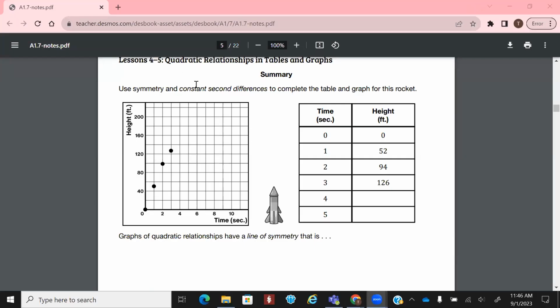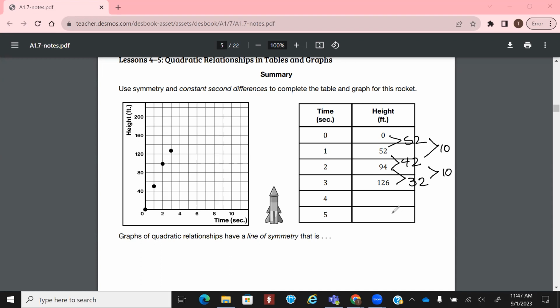We're going to use symmetry and constant second difference to complete the table and graph for this rocket. So for the first difference on this, we got 52 minus 0, which would be 52. 94 minus 52 is what? 42. 126 minus 94 is what? Okay. If we find the second difference, we see that there is a difference of 10 on both of these.